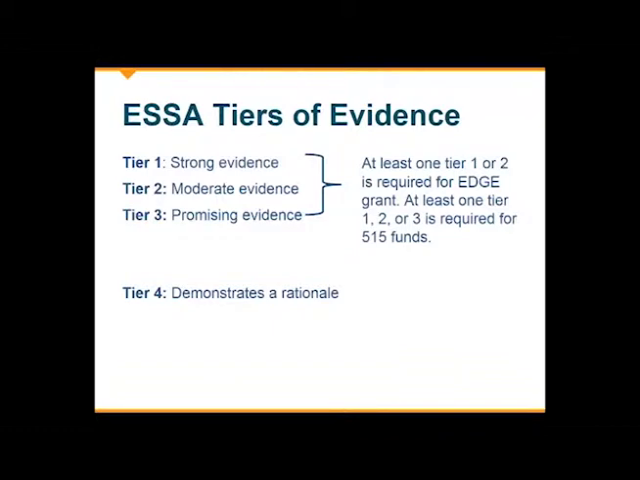In terms of school improvement, we require at least Tier 1, 2, or 3 evidence for all use of school improvement funds. And we require Tier 1 or 2 for our EDGE grant as part of our school improvement process.